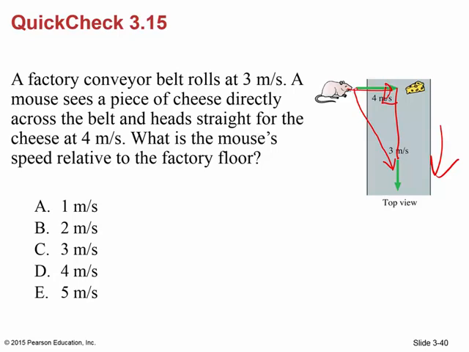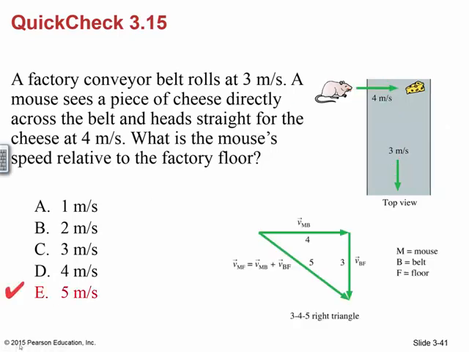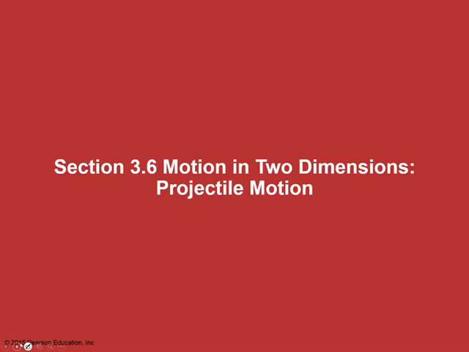What do I mean? Well, if we were on the floor looking at the mouse, how fast would the mouse appear to move? Pythagorean theorem. We wind up with 5 meters per second. It's just simple Pythagorean theorem.